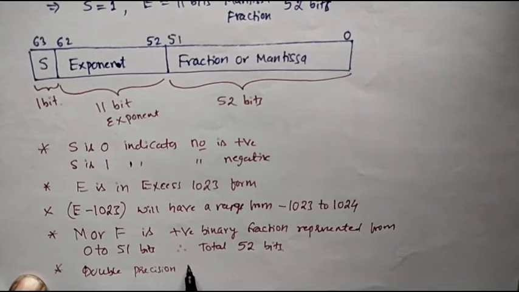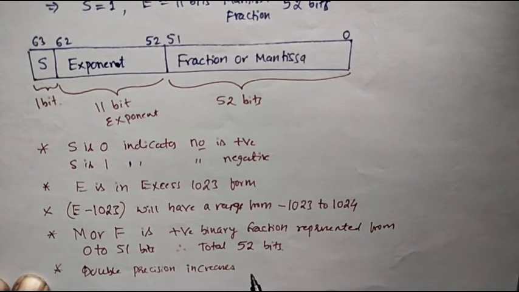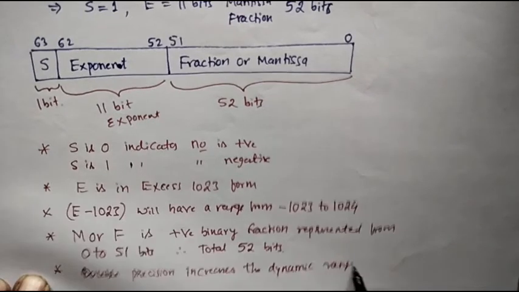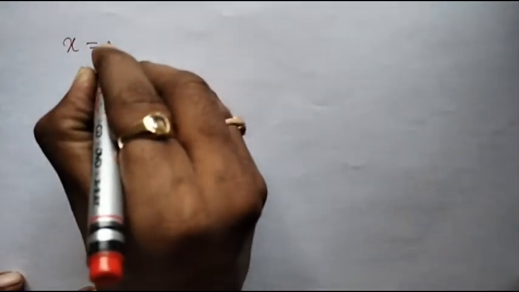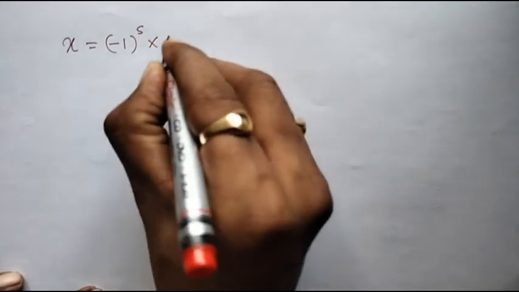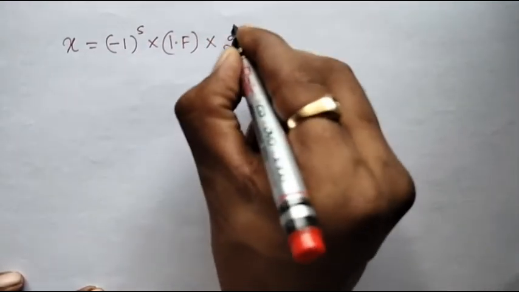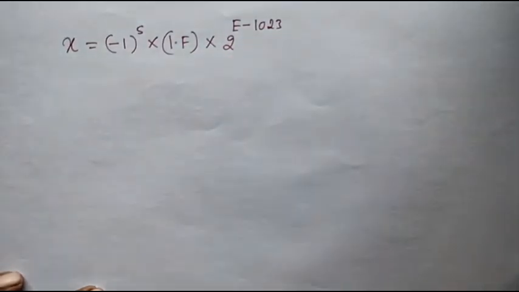Double precision increases the dynamic range. In double precision format, any number is represented as x is equal to minus 1 power s multiplied with 1 dot f multiplied with 2 power e minus 1023.